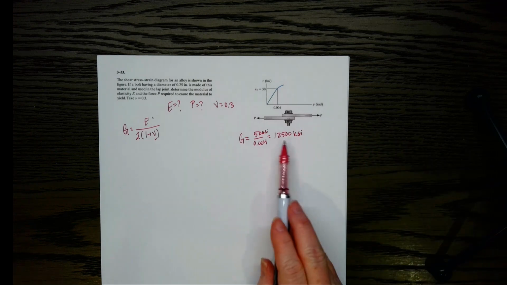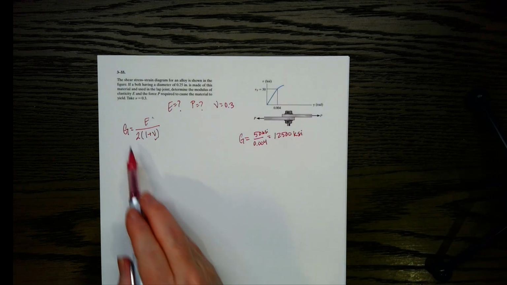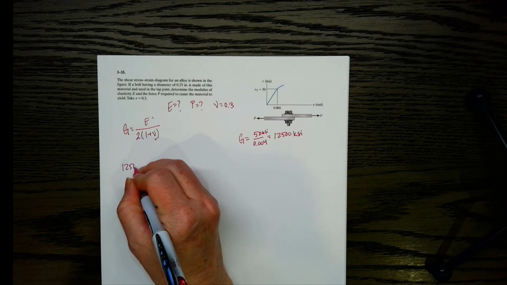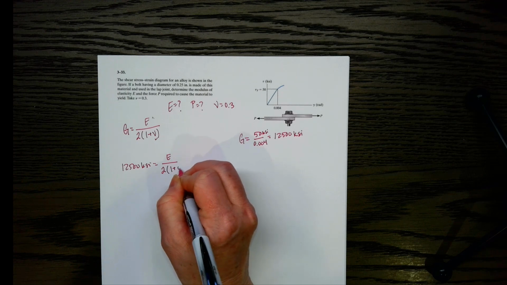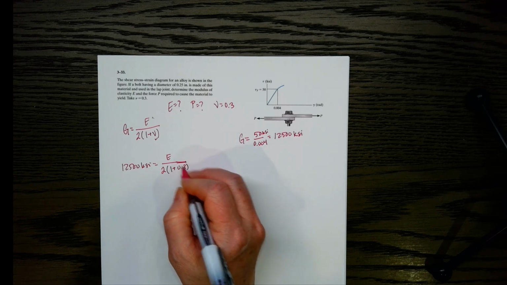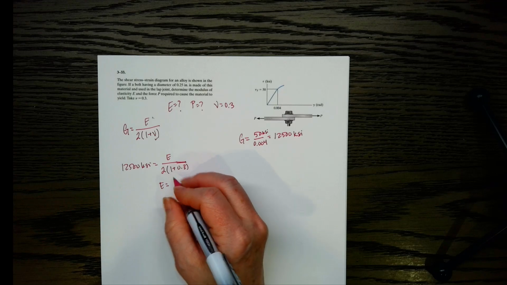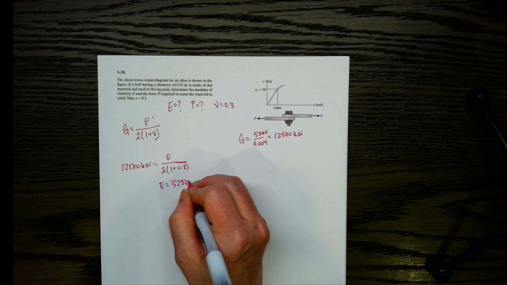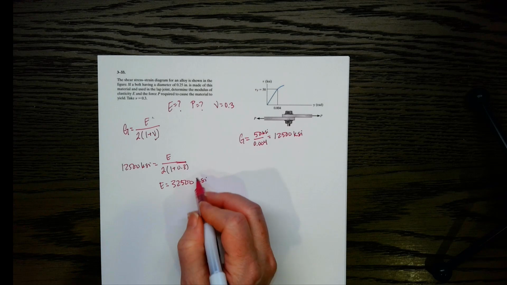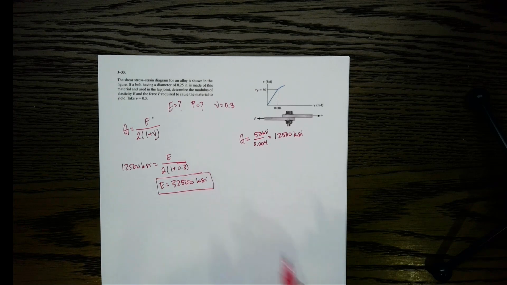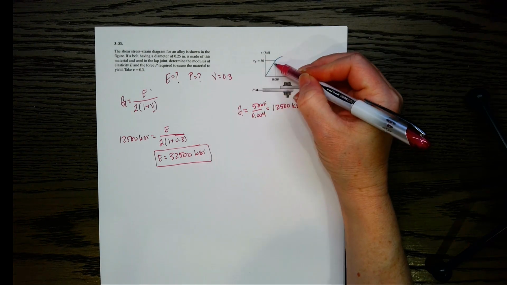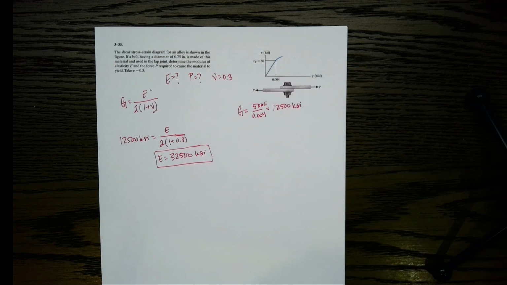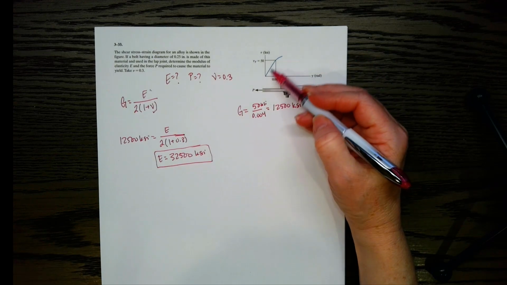Now we've got G, so we can plug that in here, and set it equal to E over 2 times 1 plus 0.3, and then solve for E. We get 32,500 ksi. All right, not too bad, right? The key here is to know that you can use this diagram, this elastic portion of this curve, to find G. A lot of people forget you can do that, but that is how it is defined.